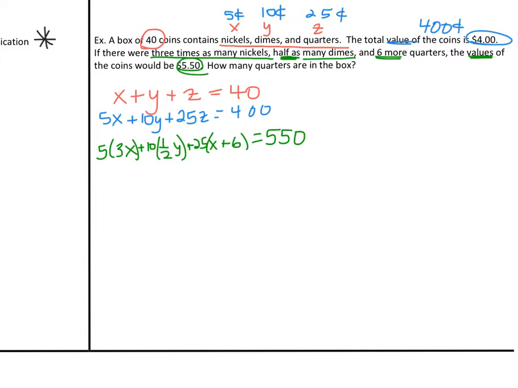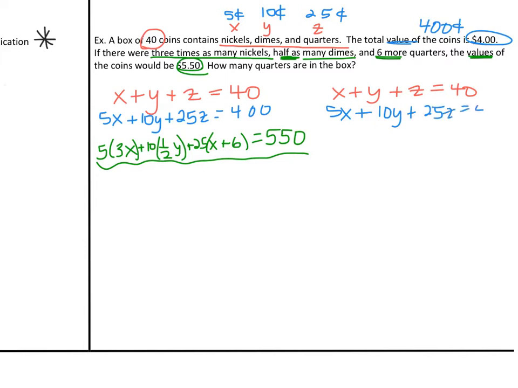If you are, which I hope you are, I'm going to clean this row up. Let's simplify, but I'm going to start at the top. I'll keep my X plus Y plus Z equals 40. Nothing to simplify there. 5X plus 10Y plus 25Z equals 400. Nothing to clean up there. But let's see what we can do with the green. I notice that 5 times 3x is 15x. 10 times 1/2 would be 5y. If I distribute the 25 in, we get 25x plus 150 equals 550.